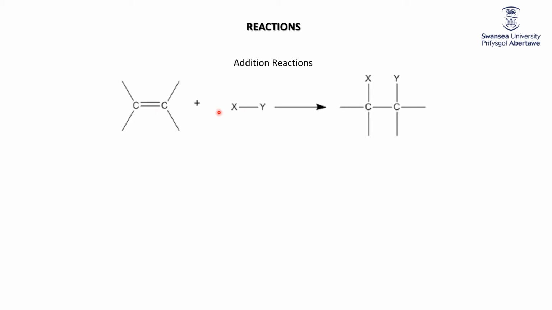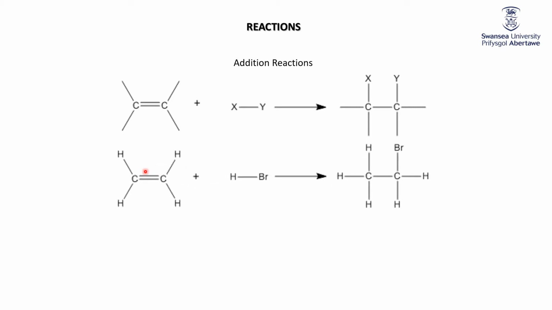So we take our XY and add it to the double bond. The X goes onto one of the carbons, the Y goes onto the other one, because we've broken one of the bonds in the double bond. 2 addition reactions we're going to look at more closely are as follows. One of them is where you react an alkene with HBr, and the H goes onto one carbon, the Br goes onto the other carbon as shown here.